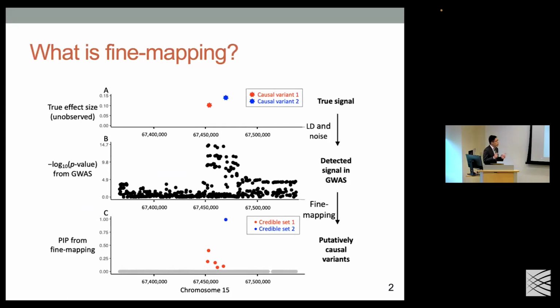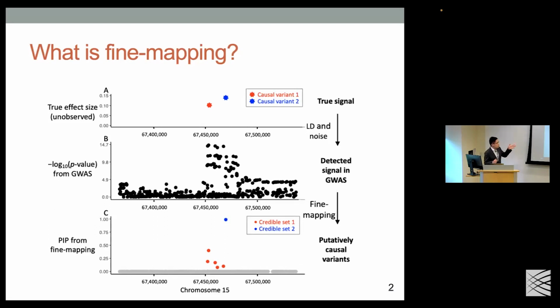In this slide, I'd like to give an intuitive understanding of what fine-mapping is. In this figure, there are 3 panels. The first panel is the true effect size, which is unobserved. In this region, we find 2 causal variant signals, in 2 different colors, red and blue. The second panel, panel B, is the GWAS Manhattan plot.